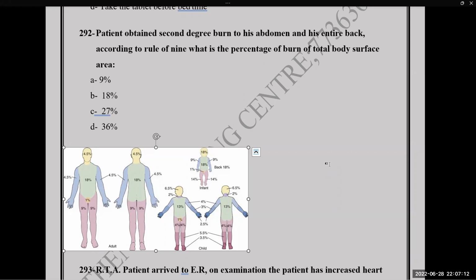And the last question related with the same thing. A client who is admitted with a burn, please listen. Anterior right hand, plus below knee, below right knee.